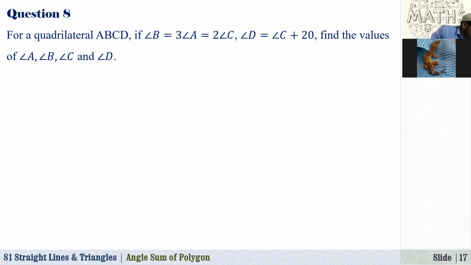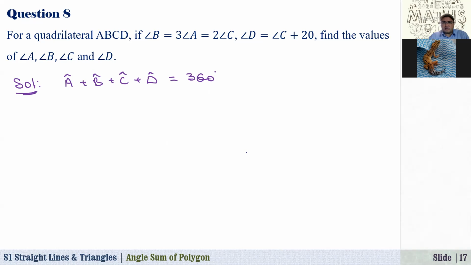Okay, another question. Let's solve two questions. For a quadrilateral ABCD, if B equals 3 times A, and B equals 2 times C, and D is equal to C plus 20, find the values of A, B, C, and D. In this kind of question, we try to express everything in terms of one angle. Since we are talking about a quadrilateral, the sum of the angles A, B, C, and D is equal to 360 degrees.